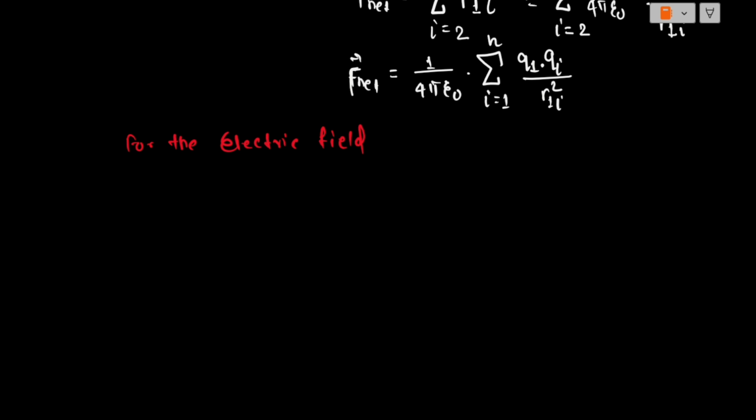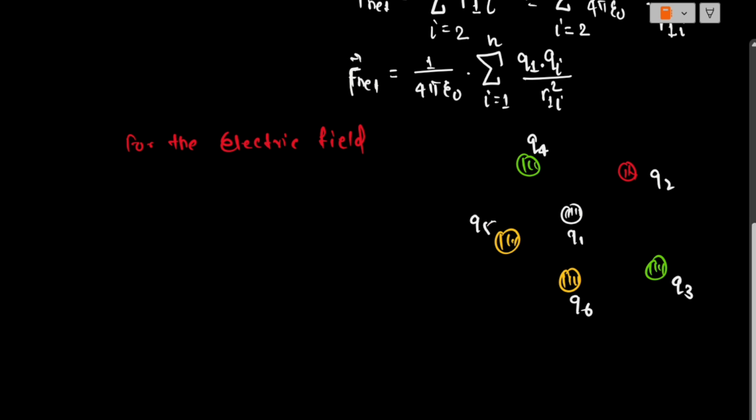So let's say here we have a q1 charge, and there are other charges, q2, q3, q4, q5 and q6, right? These are all charges surrounding the q1 charge. So this is q2, this is q3, this is q4, this is q5 and q6. Now all charges have their own electric field, and each is directly imposing its electric field on the q1 charge, right?